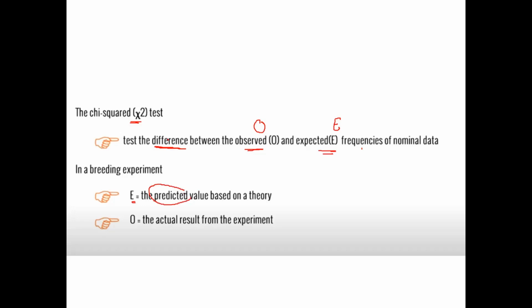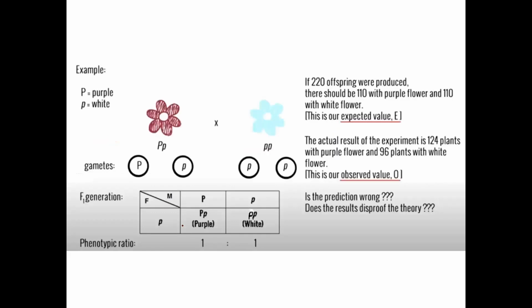So जो हमारी predicted value है, that is, ठीक है, our expected value. So we will use capital E for that, and O is the actual value, the actual observation, the actual result that you get from the experiment, right? So these are the symbols that we'll be using.